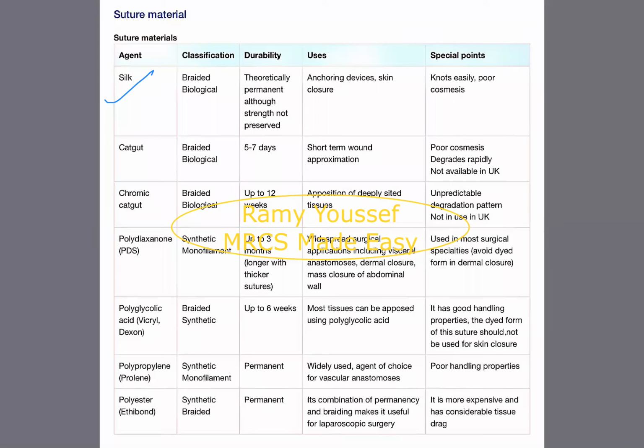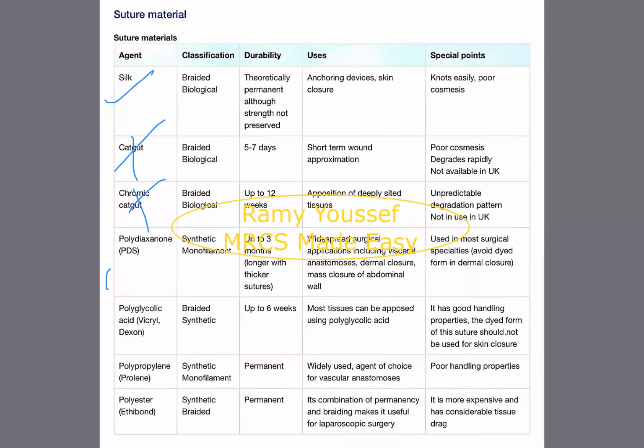About maybe 10 years ago, we were using it for ligating some vessels, ligating the base of the appendix, and the cystic duct. All this was using silk in stumps. But now we just use silk for anchoring of drains. Catgut, forget about it. Chromic catgut, forget about it.